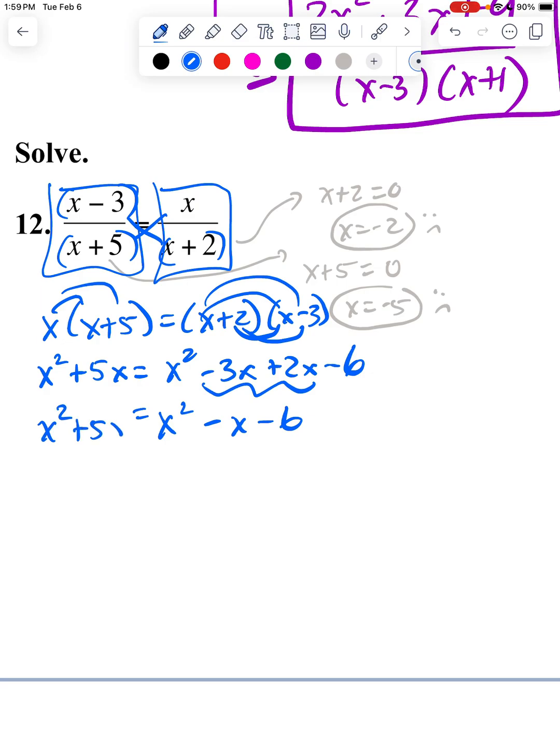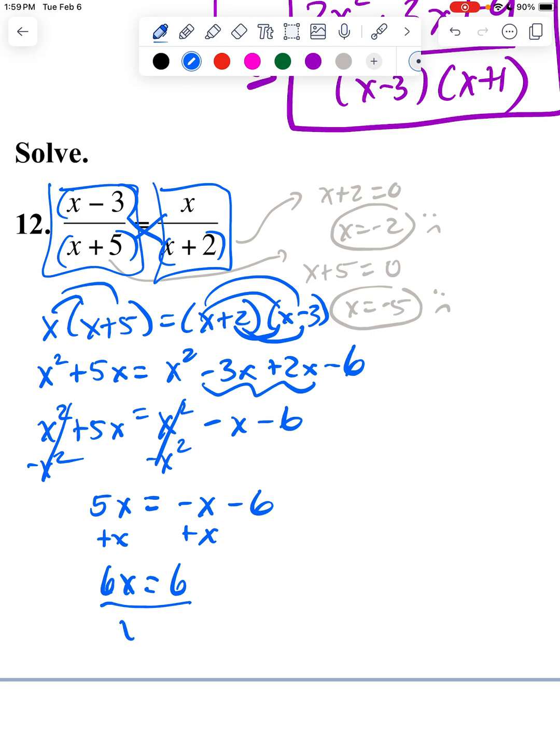Now I need to start solving, so I need everything to one side. But if I move this x squared over by subtraction, it actually cancels out of both sides, which is slick. Because now I have 5x equals -x minus 6. I can gather all the x's over here. And I do get that x is going to be 1.